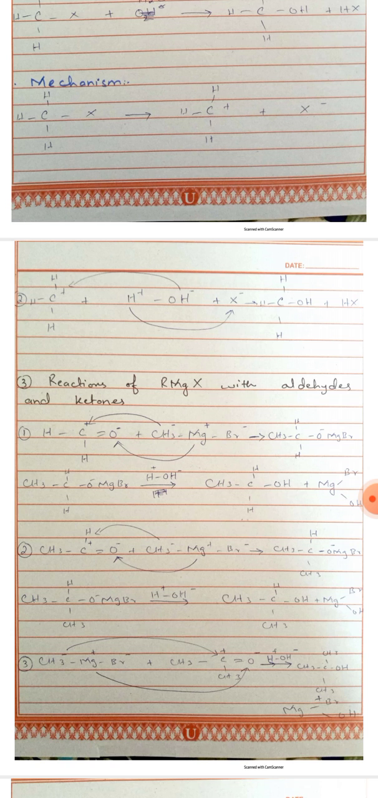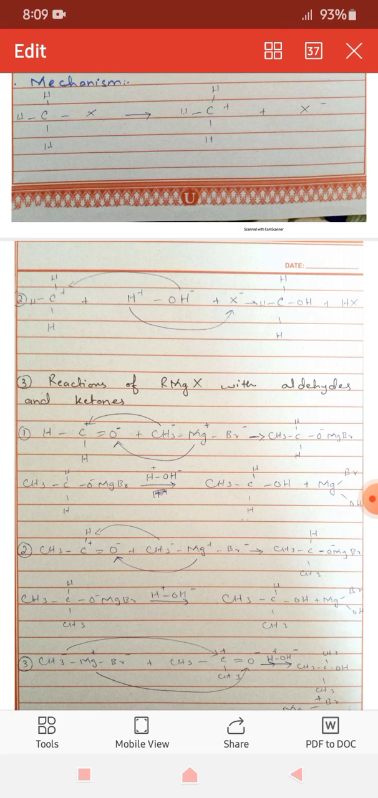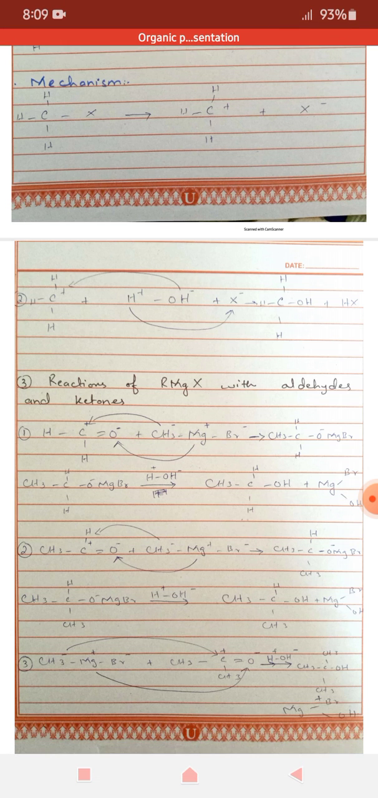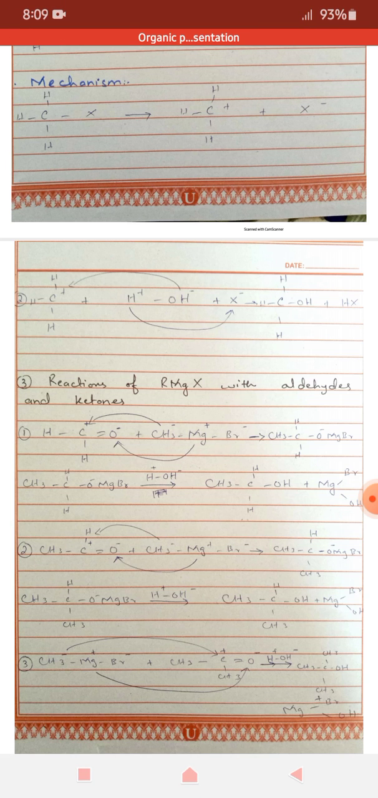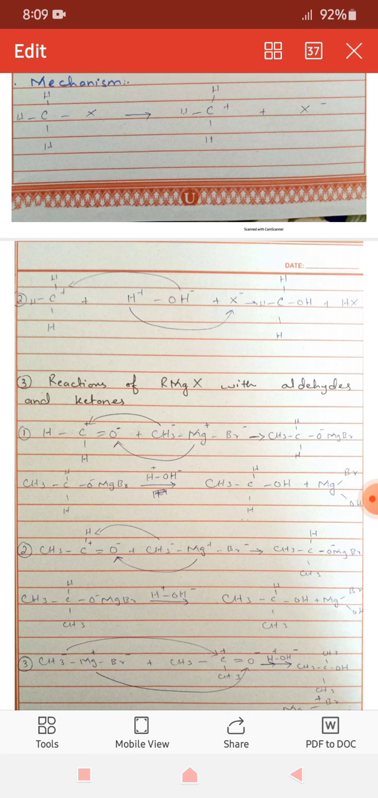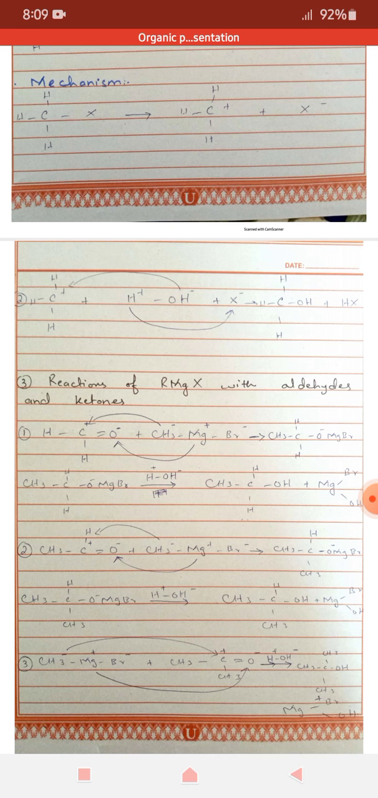Here first again the formation of carbocation occurs, and in the second step, halide ion reacts on the carbocation. Third reaction for the preparation of alcohols is reaction of Grignard reagent with aldehydes and ketones.